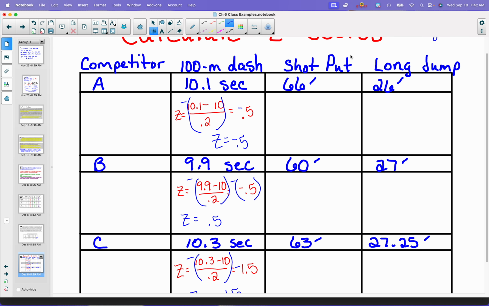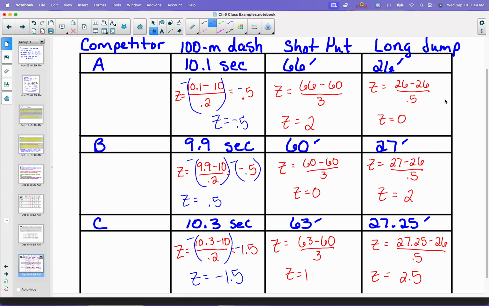For the shot put, we're going to take competitor A had a 66. If you look back at the average, it was 60. And then we divide by our standard deviation for shot put. So we get a z-score of 2. So why don't you pause this and go through and fill out the rest, and then come back and I'll have the other scores in there.